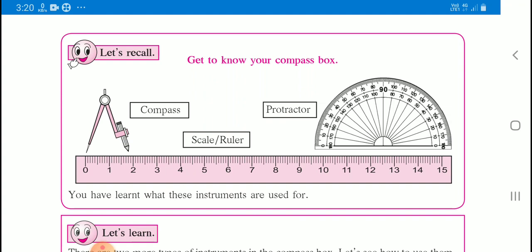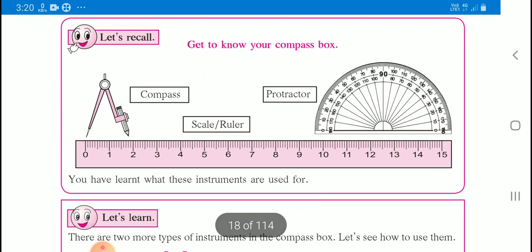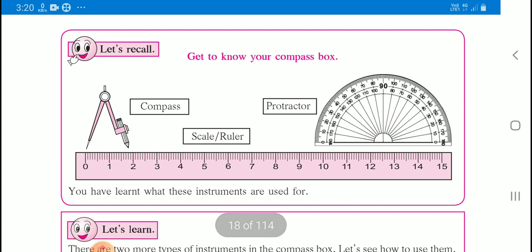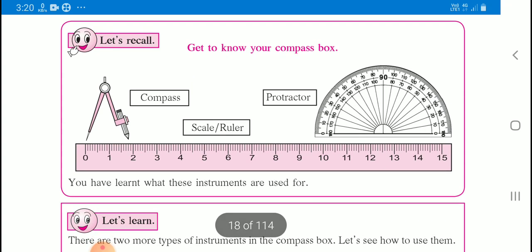Then we are using compass to draw the arcs on angles or for drawing perpendicular bisectors. Next figure is protractor. We are using protractor to measure the angle or to draw the angle. Last year you have studied this.